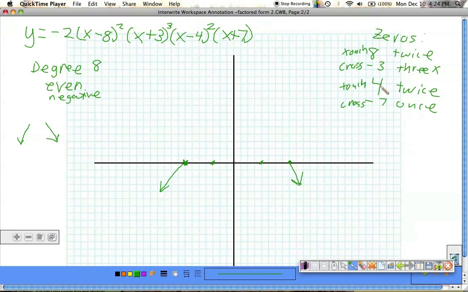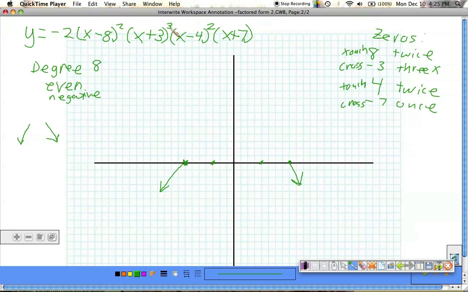Anytime you have a root occurring an even number of times, you just touch and turn around. Because when I pass from 3.5 to 4.5 here, 3.5 minus 4 is a negative number, and I square it, and I get a positive. Well, 4.5 minus 4 is a positive number, and I square it, and I get a positive. Which side of 4 I'm on has no effect on the sign of the overall function.